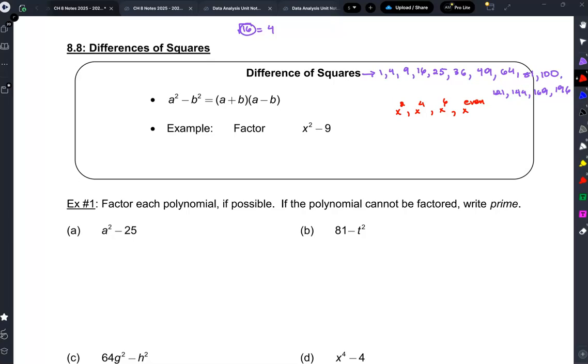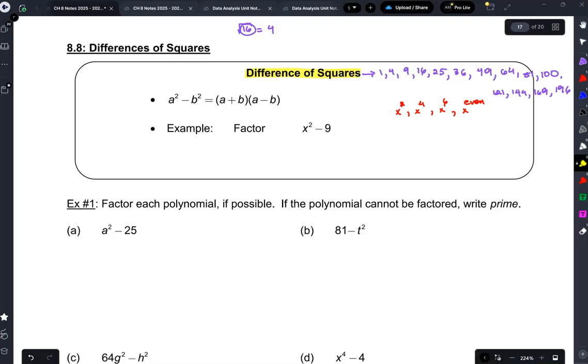So now, what's this difference of squares business? What does the word difference mean in math? Subtraction. So, difference of squares means if you're subtracting perfect squares, then there is a special way to factor. Let's take an example. Look at this one: x squared minus 9. How do we know x squared is a perfect square? Because it has an even exponent. And 9 we know is a perfect square because it's part of that purple list.